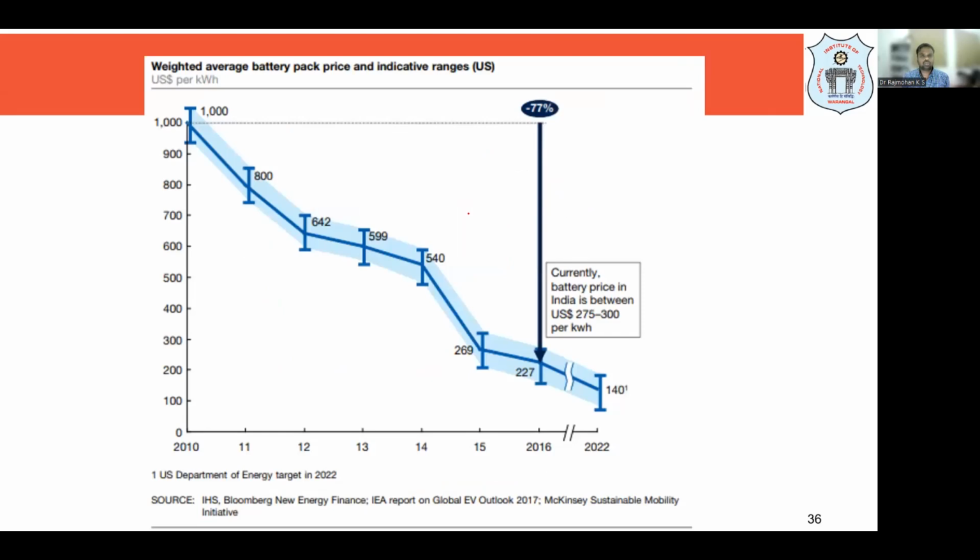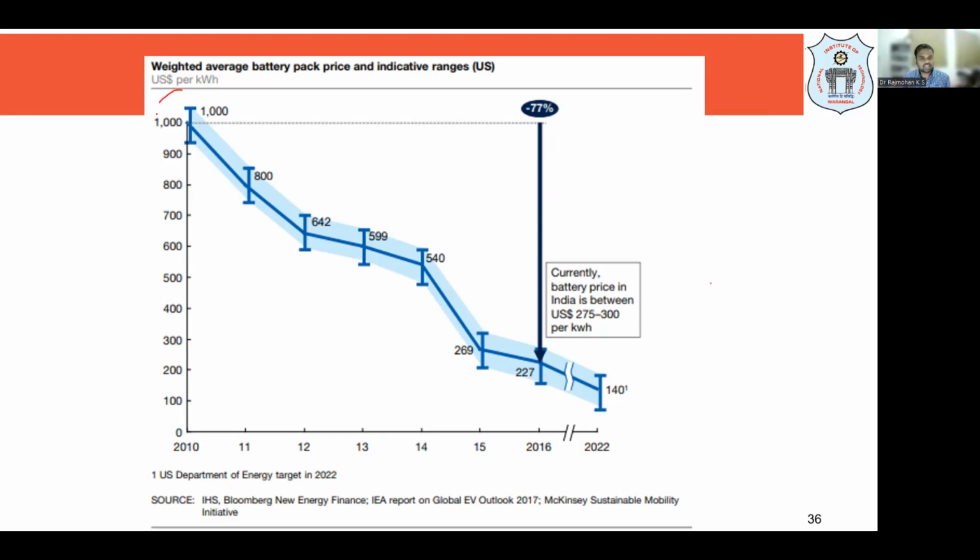And what about the battery pack price, indicative prices? Currently the battery prices in India are between US dollar 275 to 300 per kilowatt hour. So that's what you can see from the past decade, 2010 onwards. There is a drastic decrease in the cost of the battery. So that is what is helping us to move towards the e-vehicles.